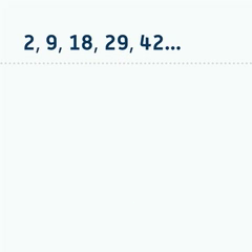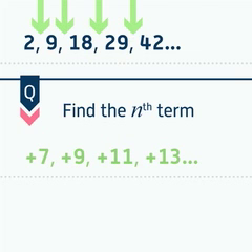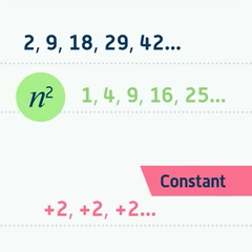Now let's try another sequence. We're given 2, 9, 18, 29, 42, and we're asked to find the nth term. We can see the first difference is +7, then +9, then +11, and so on. This means the second difference is +2 each time. Because it's constant, we have an n-squared sequence.